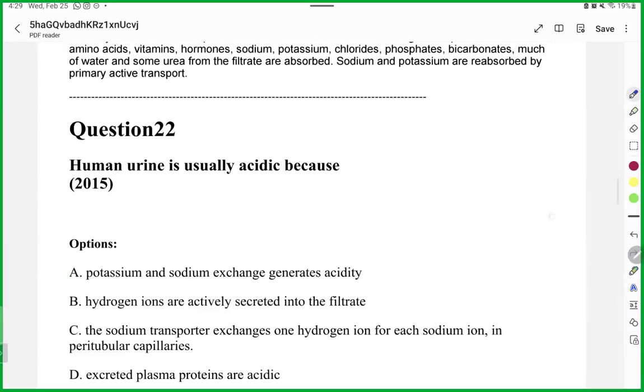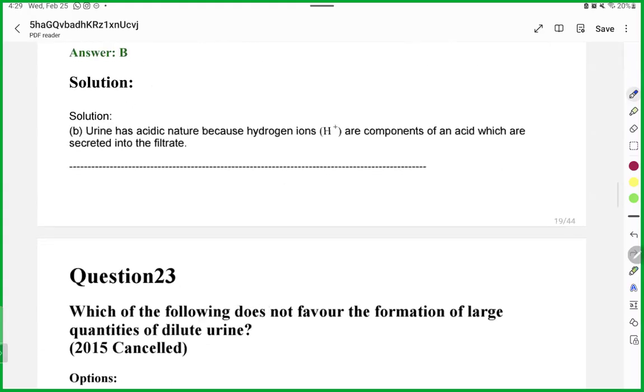Tanvi, one second. I think it's B, sir. Yes, as positive increases acidic character. Yes. Then Jordan.